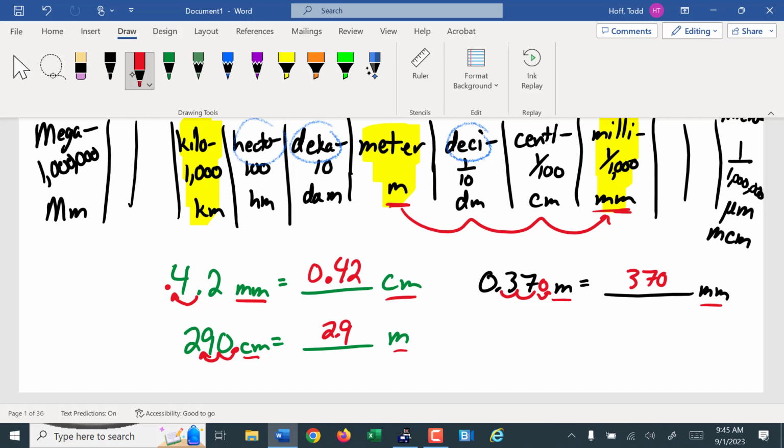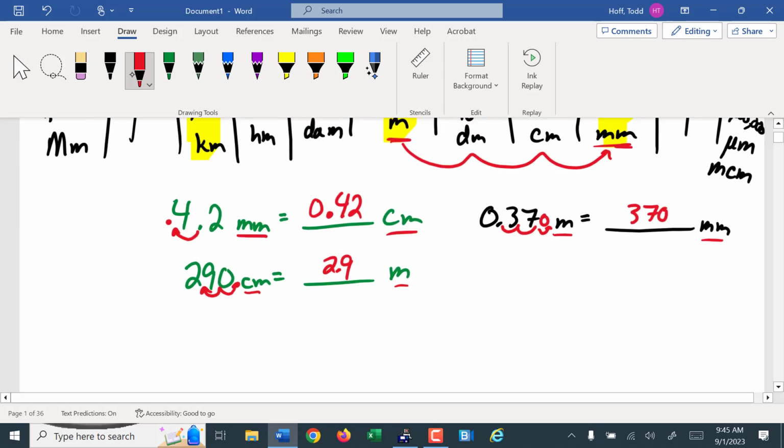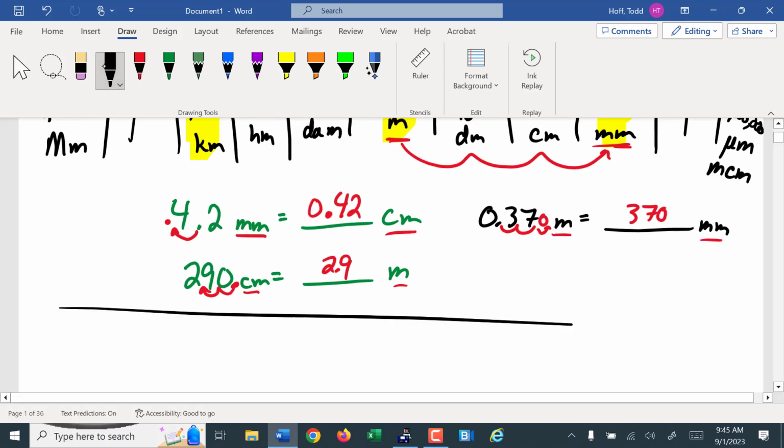Anybody have any major questions about basic metric conversions? So it does get a little more complex then as we move up into more complex units, like units of area.